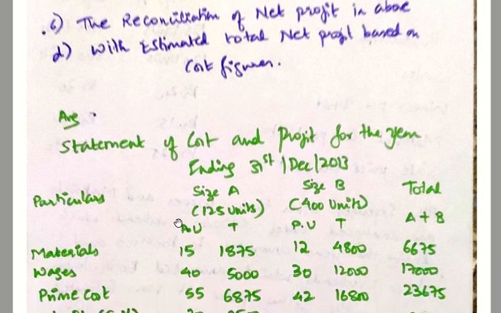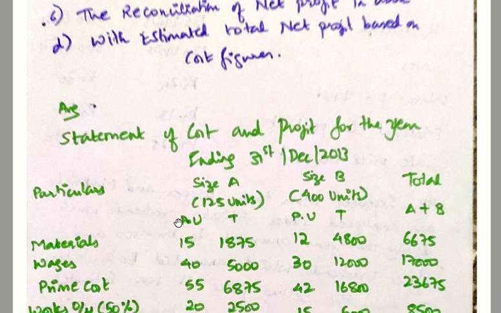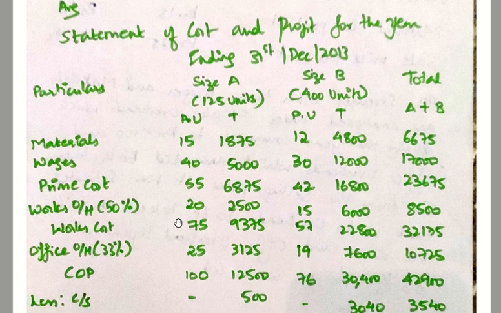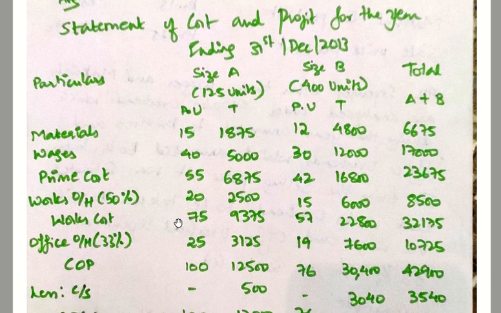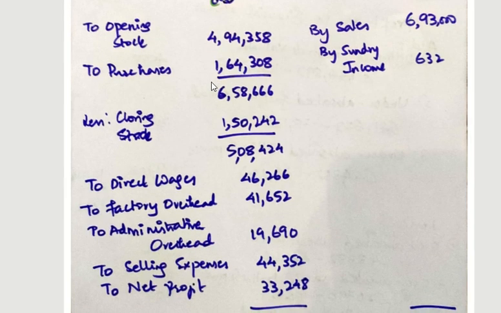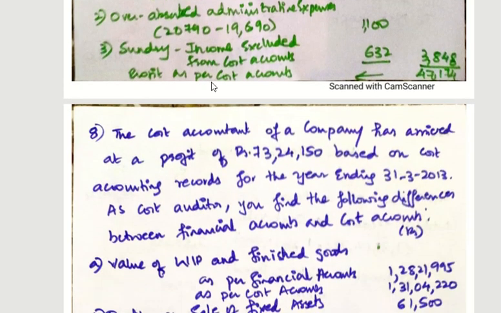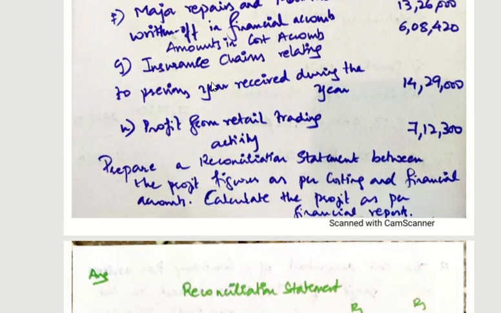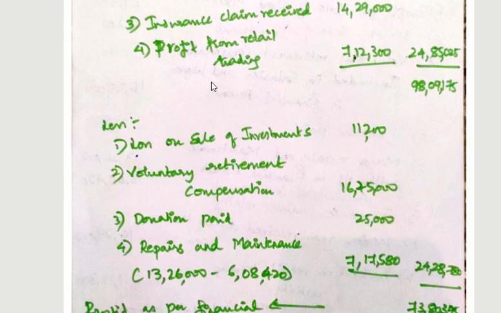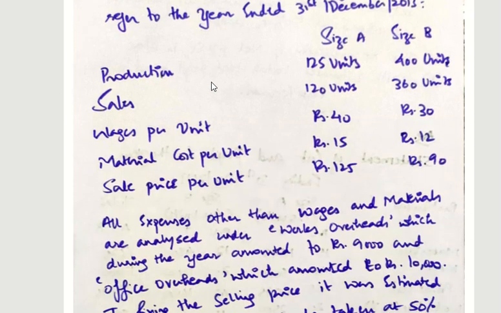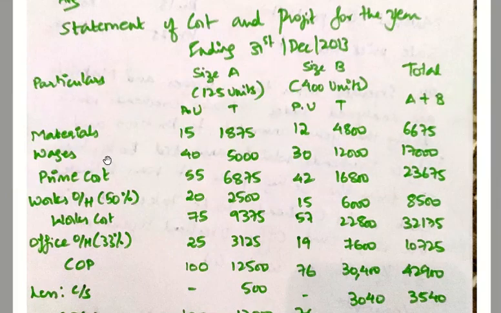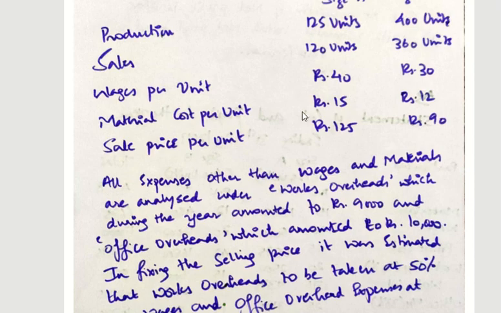So basically by reading out the question, you get to know that they have not given the profit of cost and profit of financial account. So first, let us prepare the statement of cost and profit for the year, in order to estimate your profit for the cost account. So materials they have given. So basically your material is how much they have given, 15 per unit.